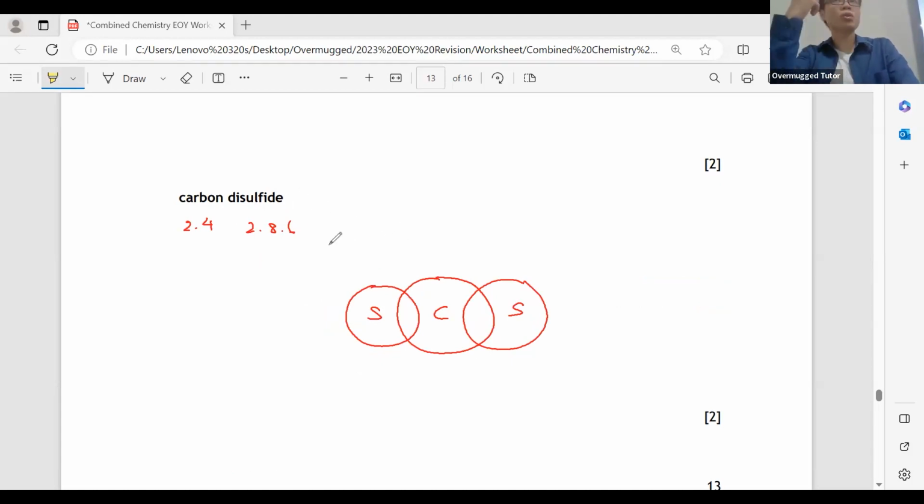So if you look at sulfur, it needs two more. So in general, it will share two. So that means two pairs over here. Used four already. How many more to draw for sulfur? Four. So like this, like this, like this, like this. Then now we go to the other side. Should be symmetrical. Like this, like this, like this, like this. Then you check your carbon. Pushed out already, happy. Okay, done. That's it.